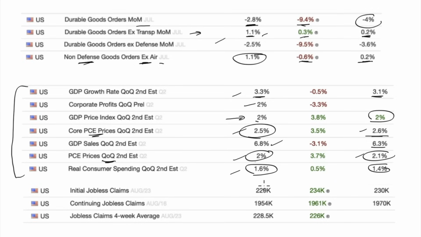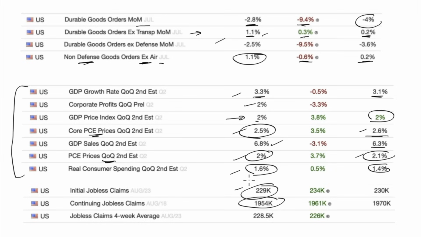Initial jobless claims still holding at 229. Continuing jobless claims still holding just below 2 million. It's been here for about 6-7 weeks. And initial jobless claims have been pretty much in this range for about 6-7 weeks. So this is telling us that there's not a lot of layoffs going on.